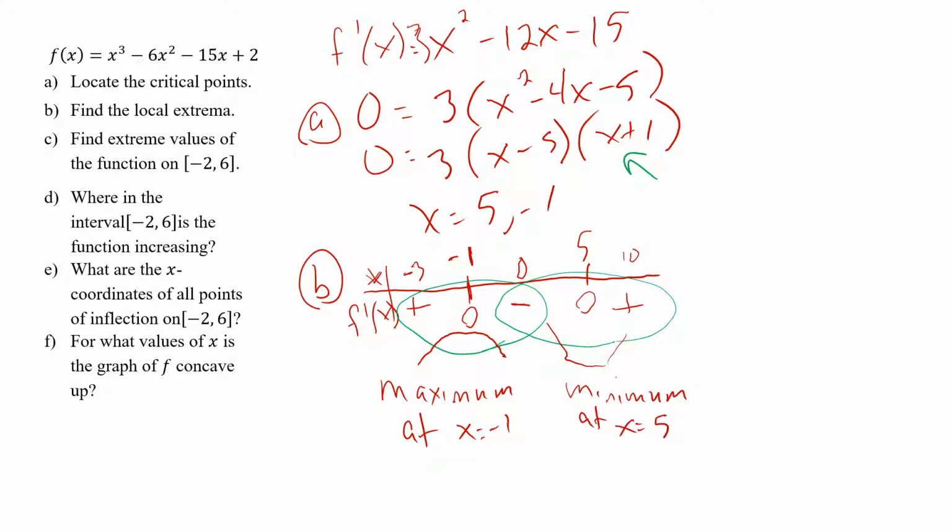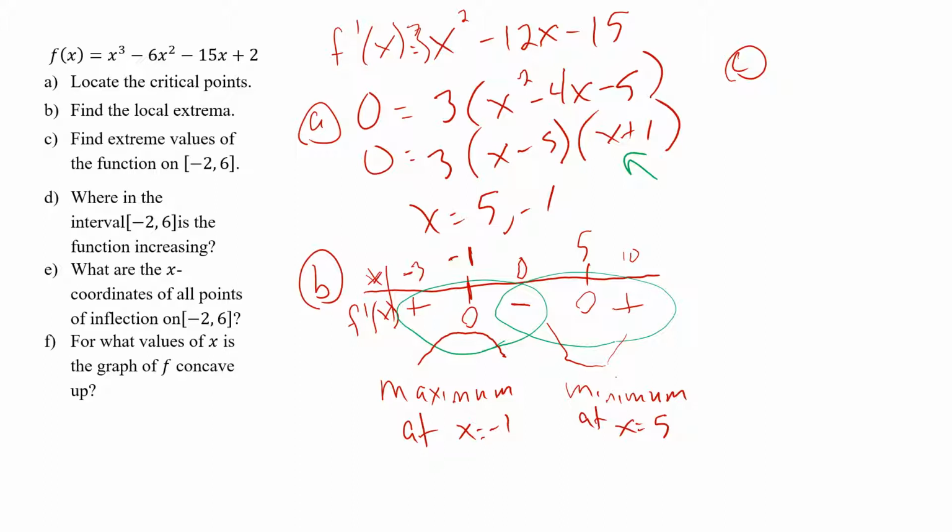Minimum at x equals 5. That would be our local extrema. And then for part C, it says find the extreme values of the function on the interval -2, 6.